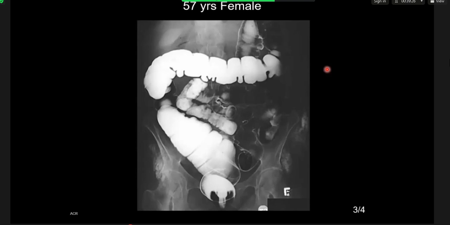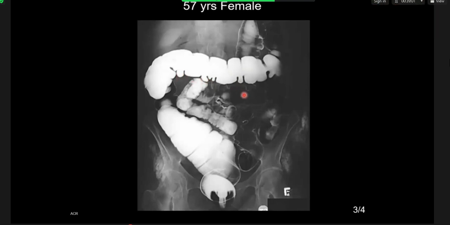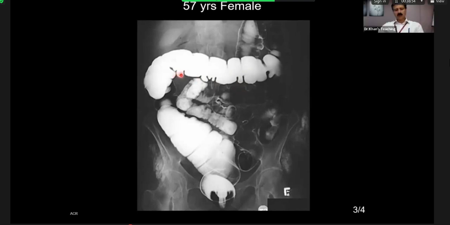On the barium, I can see some changes within the fold pattern, I would say. What's happening in the transverse colon? So the folds are thickened and they are more widely spaced. There is a specific word for these. So yes, that is stacked coins or something like that. Anything which comes to your mind with this soft tissue calcification?